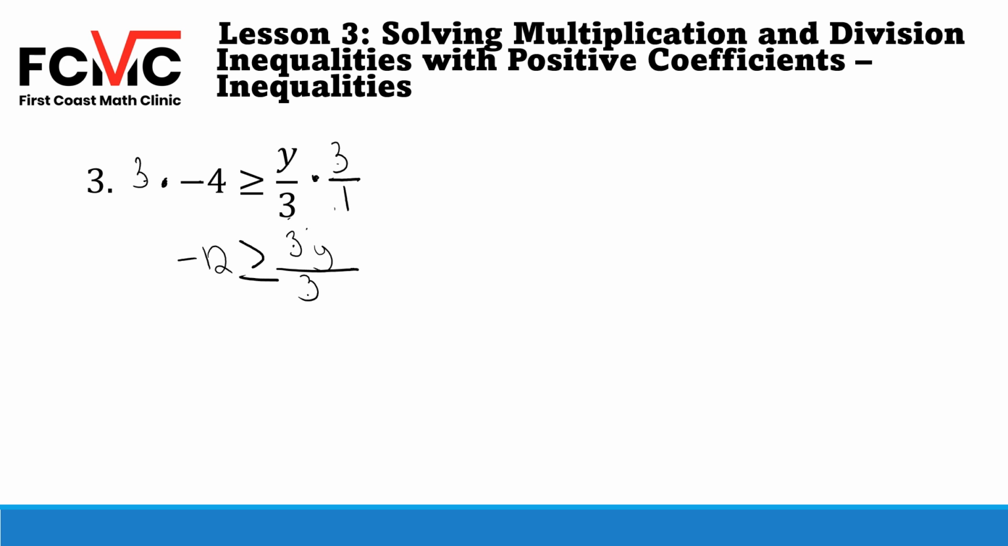3 divided by 3 gives me 1 and 1, right? But I'm dividing and multiplying by 1, so I don't need to write the 1 in. So I'll just write y, and then negative 12. So negative 12 is greater than or equal to y, or y is less than or equal to negative 12. So our inequality is opening towards the negative 12, so that's our greater value. All right, let's graph this.